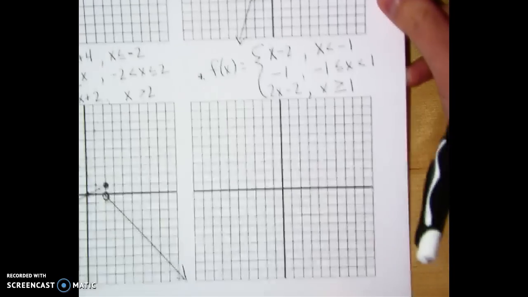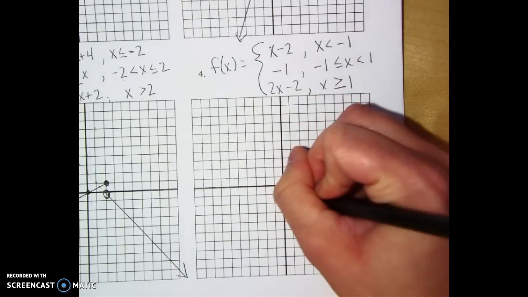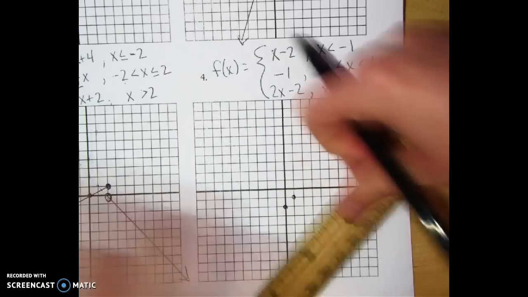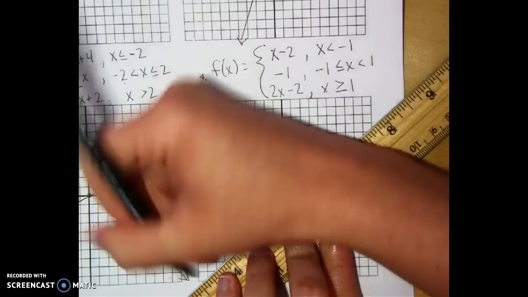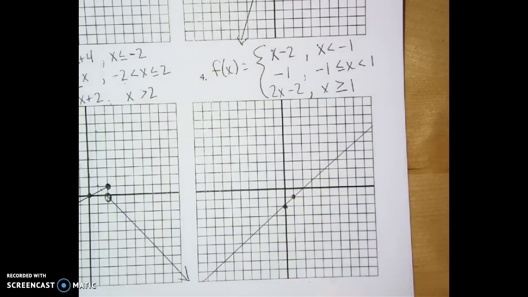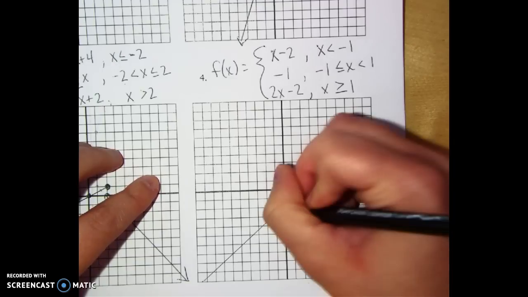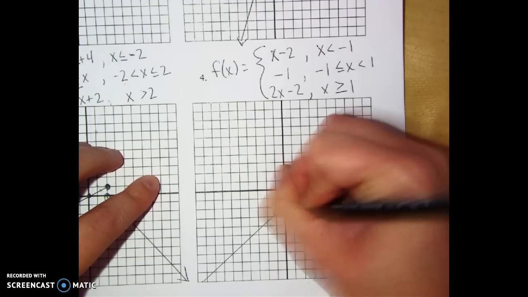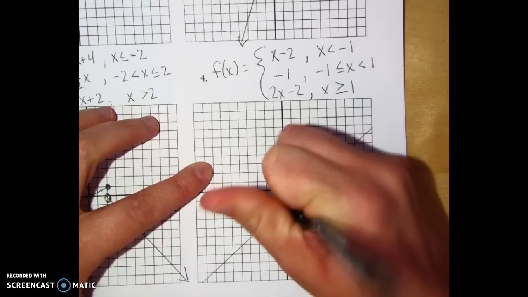Okay, first line, the y-intercept is -2, and slope tells me to go up 1 over 1. And I need an open circle at -1, and I keep what's on the left.